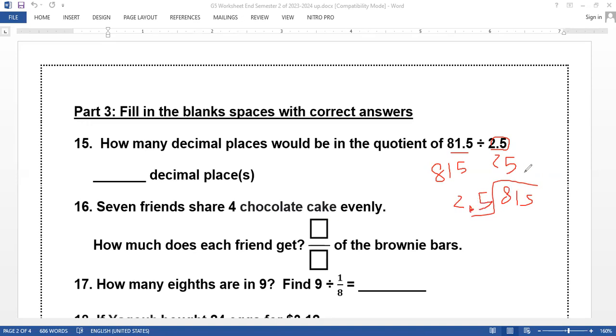81 divided by 25 equals 3. 3 multiplied by 25 equals 75. I subtract 81 minus 75 equals 6. I bring the 5 down. 65 divided by 25 equals 2. 2 times 25 equals 50. Here subtract, equals 15. What I do now, I add 0 to the remainder, and I put the point up. 150 divided by 25 equals 6. So the quotient has one decimal place.